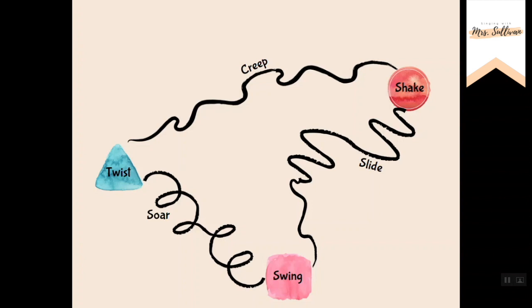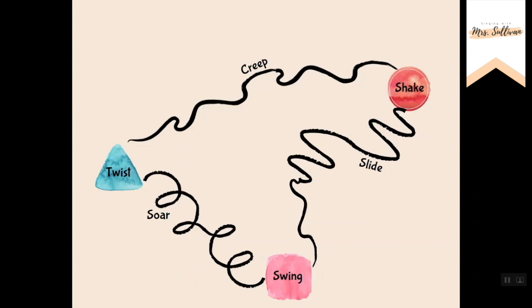Now that you have your movement map, it's time to get moving. I would love for you to pick 3 objects in your home that can represent your different objects on your paper. You will then move in the way that you have created on your map from object to object.